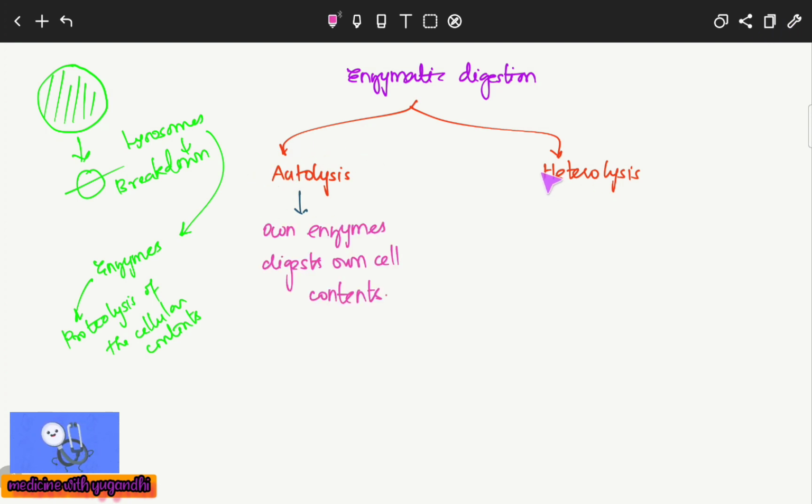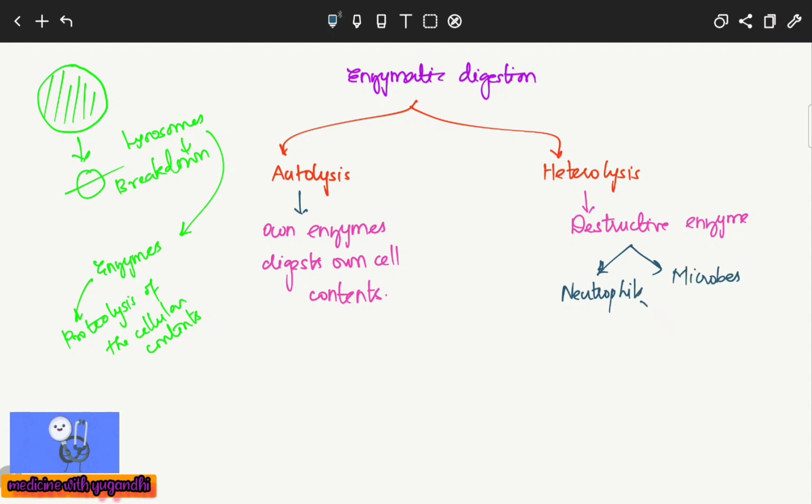Then what is meant by heterolysis? If the destructive enzymes are from outside rather than from the cell itself, then it is called heterolysis. These destructive enzymes may come from neutrophils and microbes. These enzymes lead to further digestion of the cellular contents.